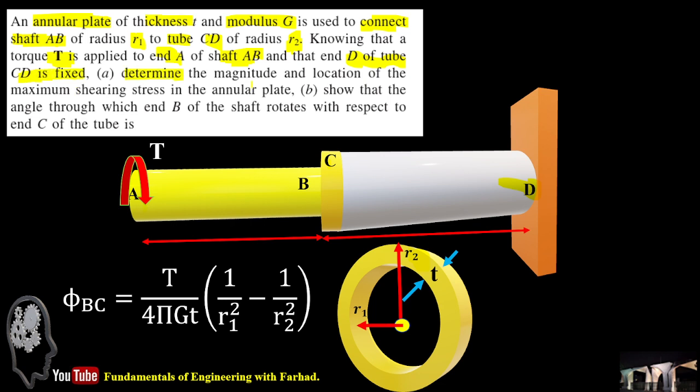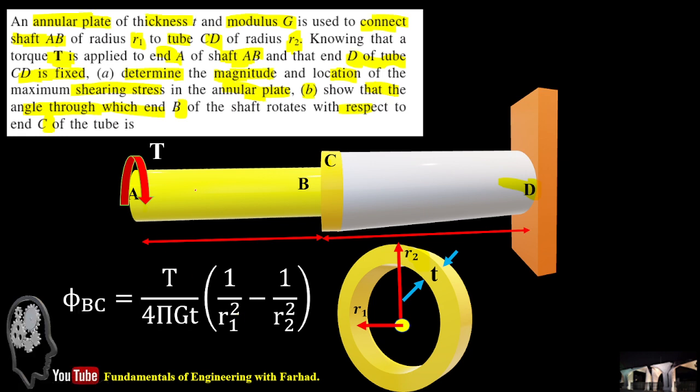We want to determine the magnitude and also the location of maximum shearing stress in the annular plate. In the annular plate, where is that, how much is that, and also show that the angle through which end B rotates with respect to C is coming from this equation.